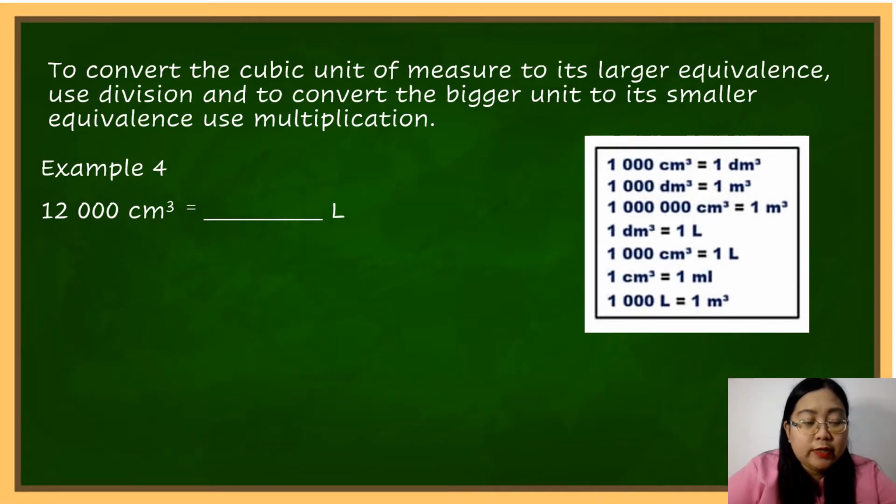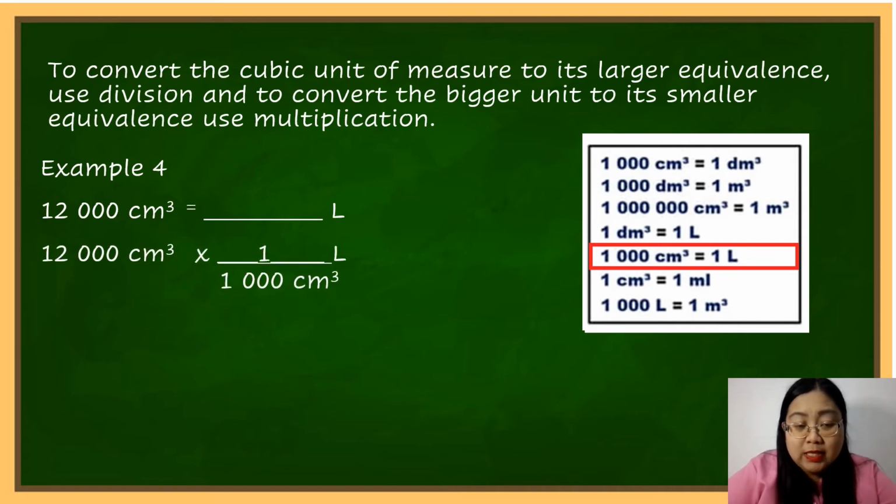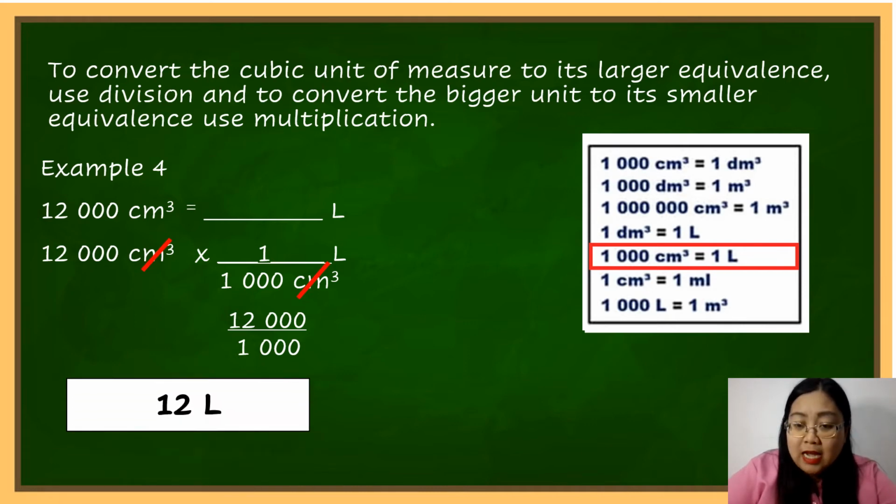Example number 4. 12,000 cubic centimeters is equal to how many liters? So we have 1,000 cubic centimeters is equal to 1 liter. So 12,000 cubic centimeters times 1 liter divided by 1,000 cubic centimeters. First, we're going to cancel cubic centimeter. And then 12,000 times 1 is equal to 12,000 divided by 1,000. The answer is 12 liters.